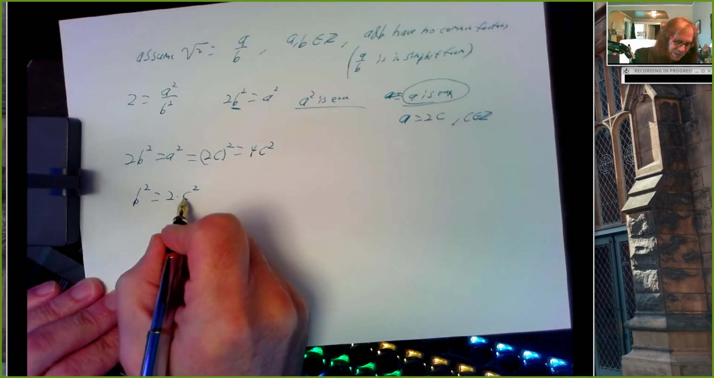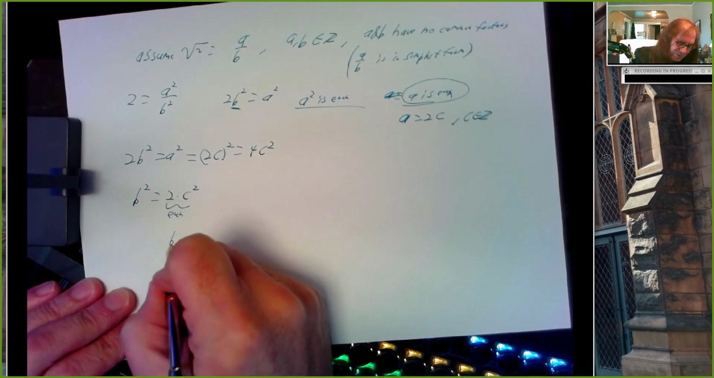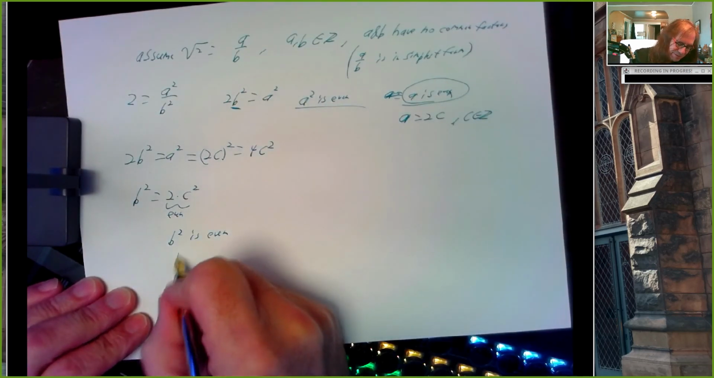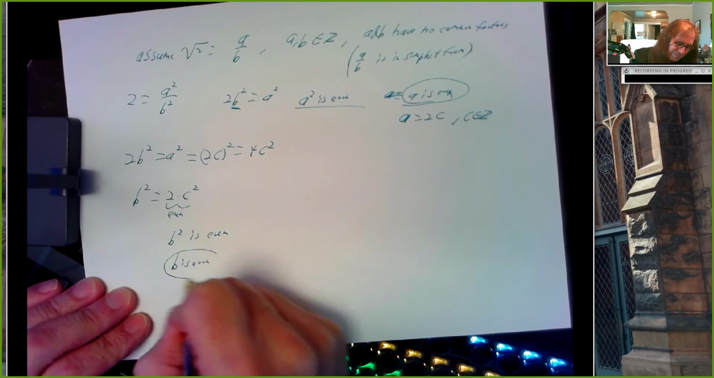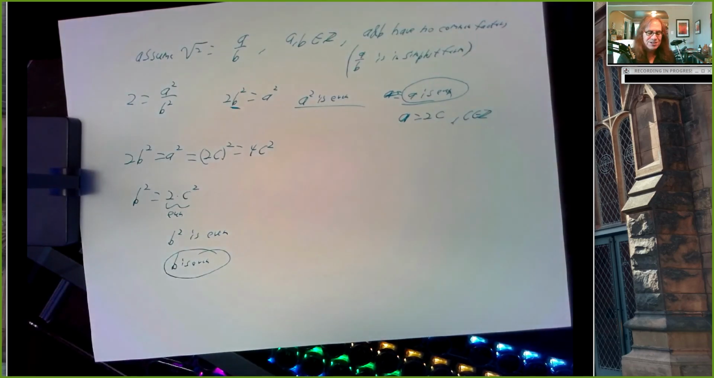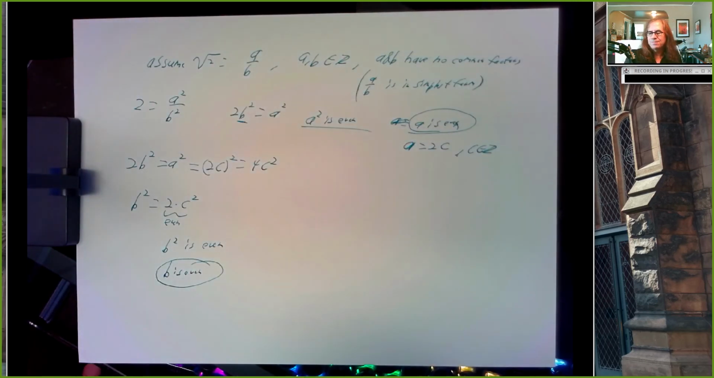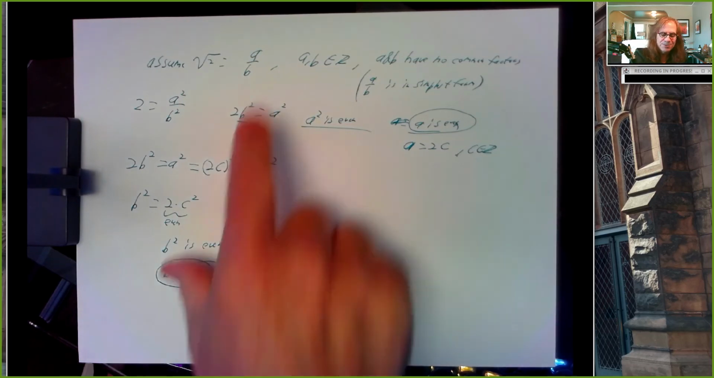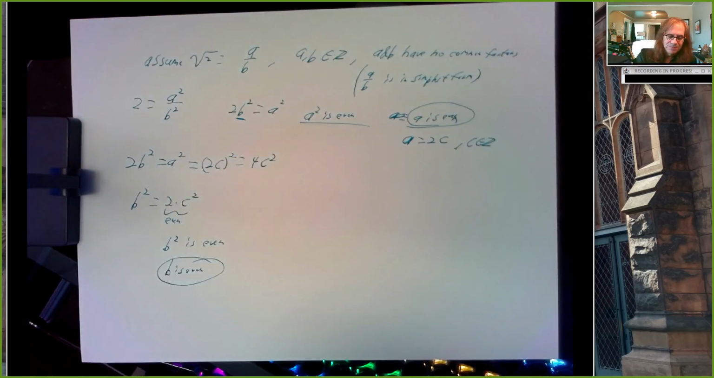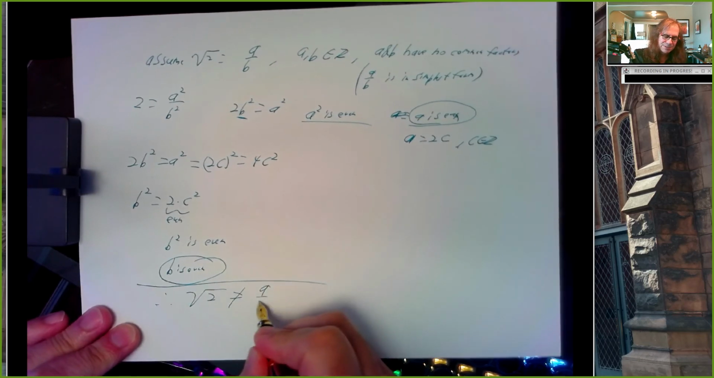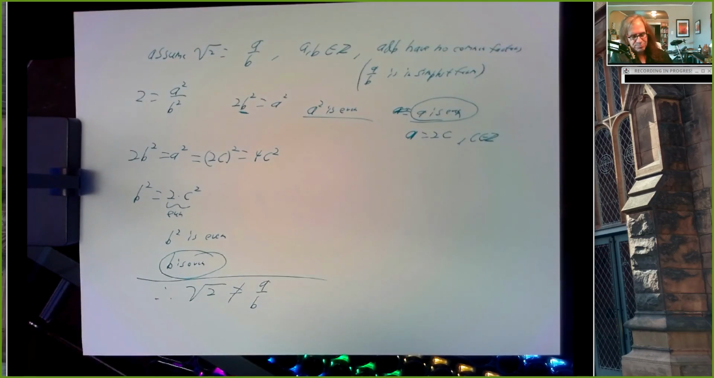And 2 times anything is even. And so b squared is even. And so as we said up here, if b squared is even, b is even. And so if you can write square root of 2 as a fraction of two integers, both of those integers are divisible by 2. And that violates our assumption that a and b were written in simplest form. And that contradiction forces us to conclude that the square root of 2 can never be written as a ratio of two integers. And that's a one-page proof that the square root of 2 is irrational.